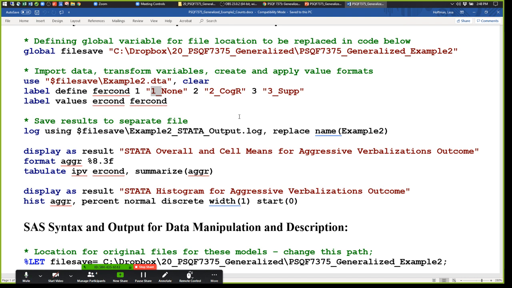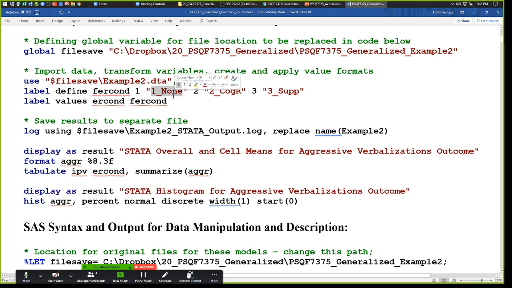For later on? Well, I could just put the label, but what happens inside SAS, and I don't know if Stata does this or not, but SAS will print these in the order that they are in the alphabet. It rearranges them. So it would put cognitive appraisal first in everything, and then neutral, and then suppression. And that drives me crazy. So I put the number in the label to keep them in the order in which I want them.